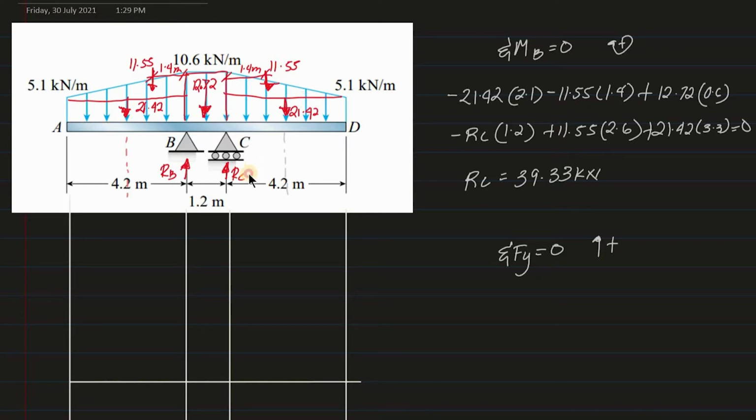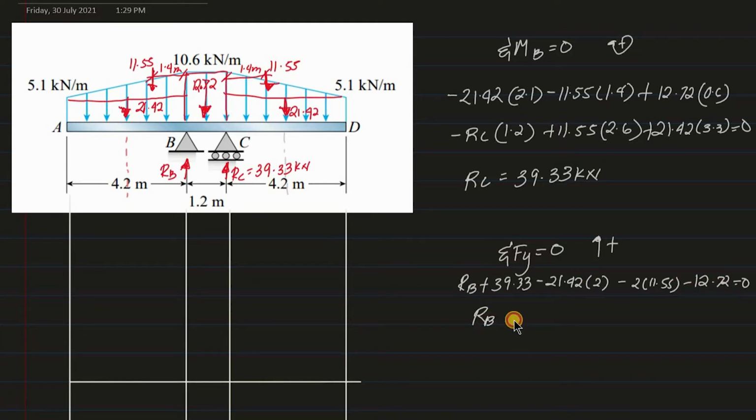Positive. So, isulat ko pala, RC is 39.33 kilonewtons. So, solving for RB, gagawin natin, lahat ng pataas na load would be equal to RB plus RC. Ano yung RC natin? It's 39.33, tapos minus, ano yung mga pababa? Lahat na ito pababa eh. 21.42. Okay, dalawa siya to, so times 2, minus yung dalawang 11.55. Tapos isang 12.72 na pababa rin. So, negative, is equal to 0.